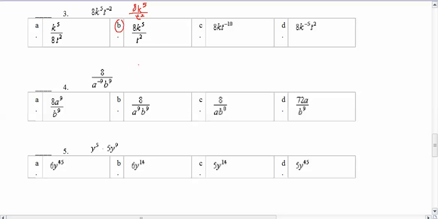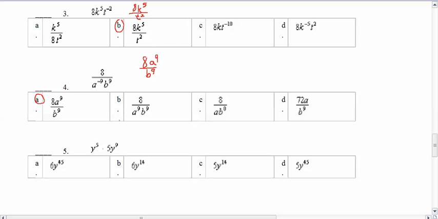Number 4, I'm going to keep my 8 at the top. I'm going to bring the a to the negative power to the top, because now I'm going to make it a positive exponent. And I'm just going to leave my b to the 9th at the bottom. So I'm looking for the answer 8a to the 9th and b to the 9th. So it looks like it's letter A.